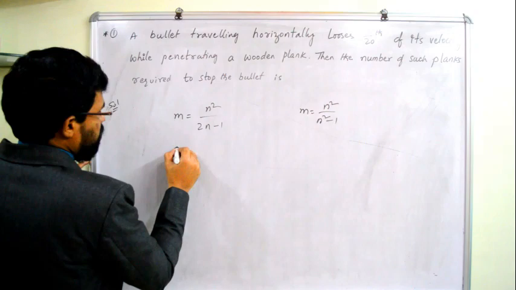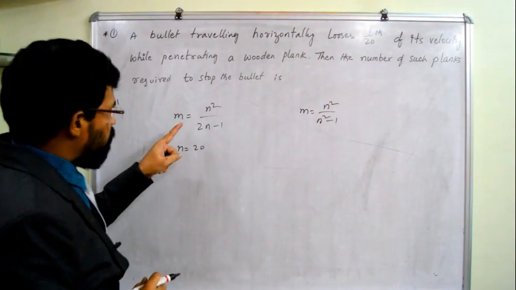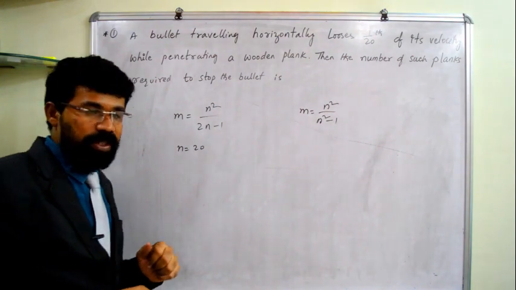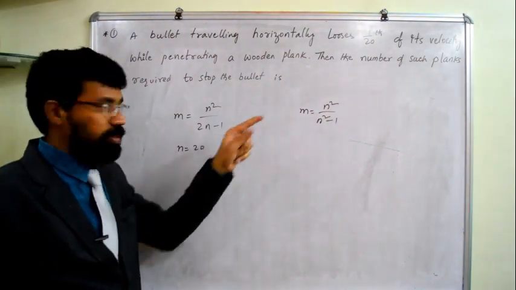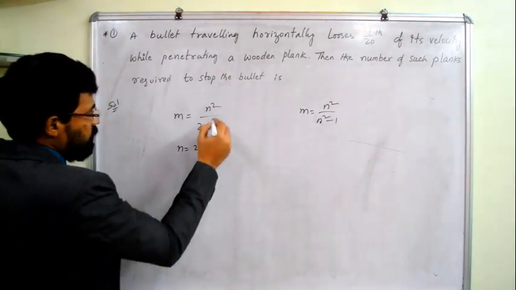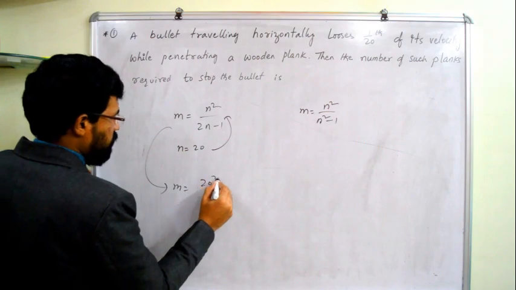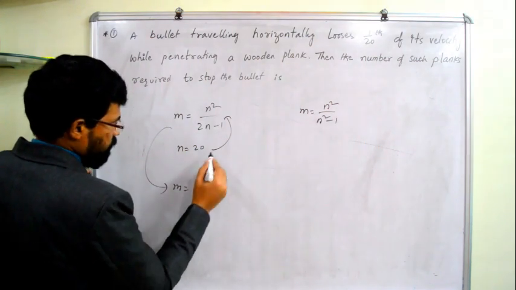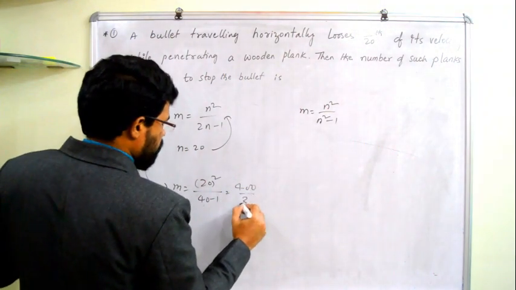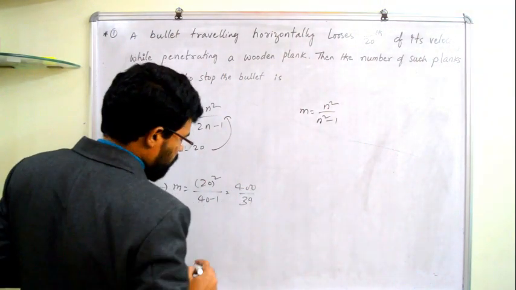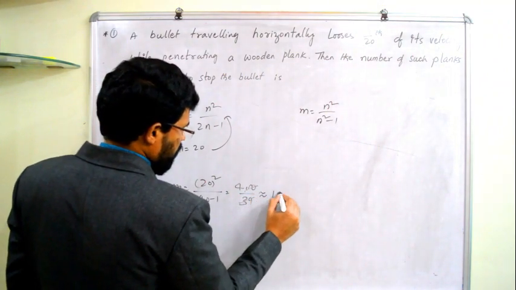So n is equal to 20. This is the number of planks required when the bullet loses its velocity by 1 by nth. Here it is 1 by 20th, so in place of n we have 20. Just replace it here. What you will get? M is equal to 20 square by 2 into 20, 40, 40 minus 1, 400 by 39, which is approximately 10.2.